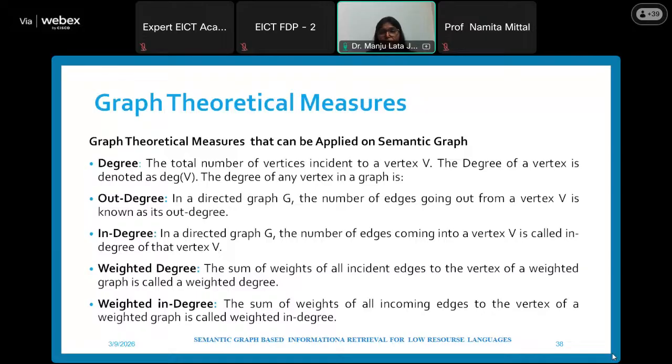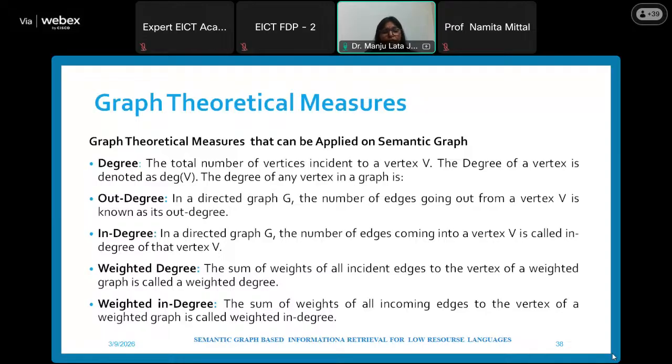You know how to construct the semantic graph. Once the semantic graph is constructed for the document, then we can apply these statistical measures, centrality measures, to evaluate the query terms, their relationship, and on the basis of those, how the document is related with the query.